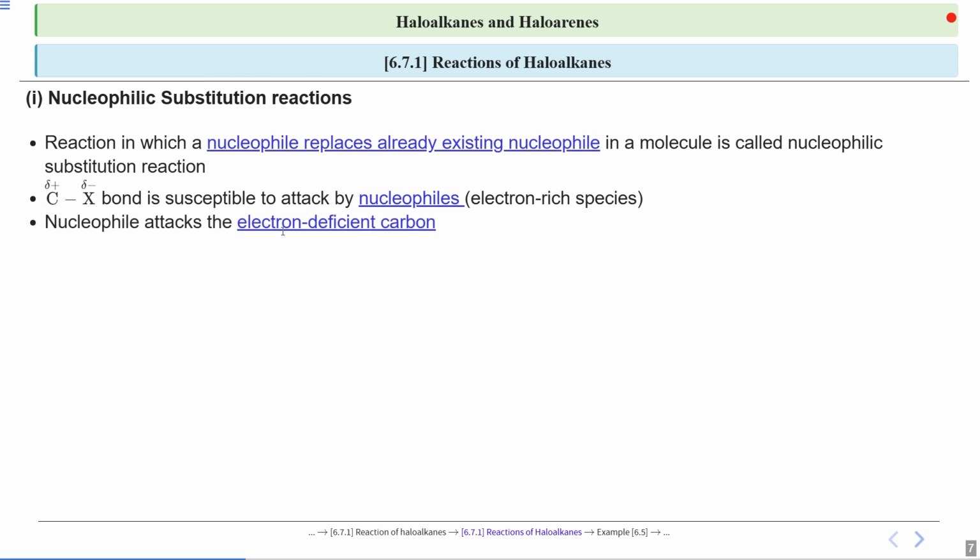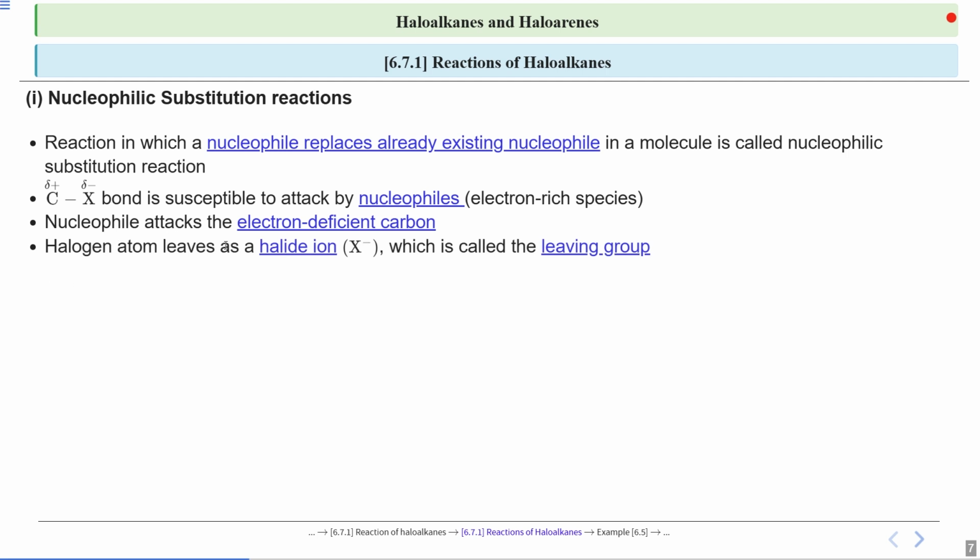Nucleophile attacks the electron deficient carbon. So the nucleophile, because it is an electron rich species, is going to attack the carbon which is electron deficient, because that electron rich species nucleophile is going to give its electron to the electron deficient carbon. So the nucleophile is going to attack the carbon which is electron deficient, which doesn't have electrons, or you can say which doesn't have enough electrons.